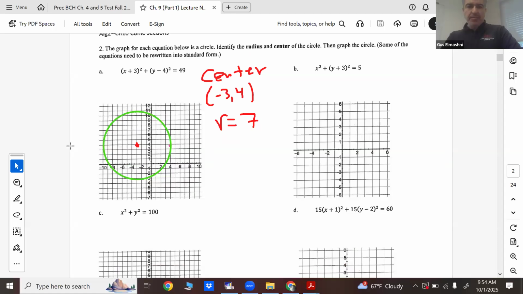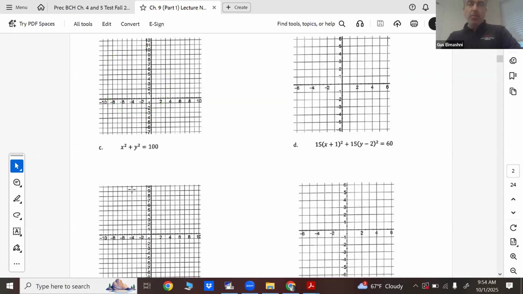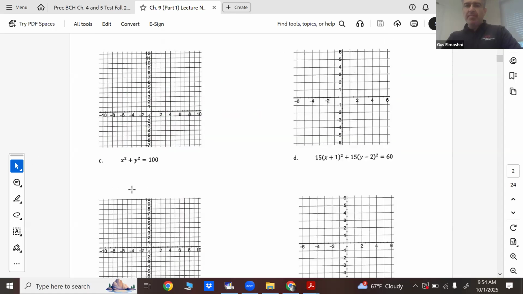So what's a rough value of root 5? 2.2, 2.3. Yeah.